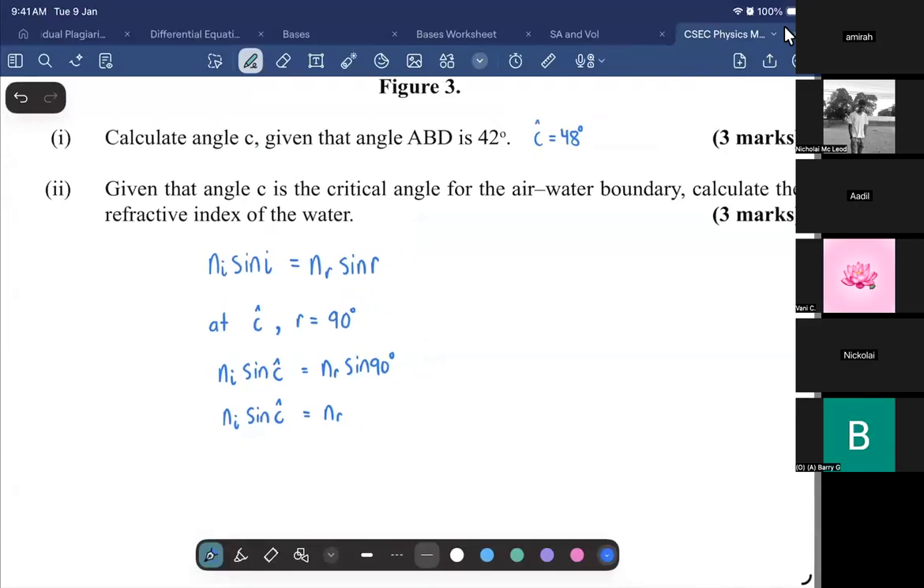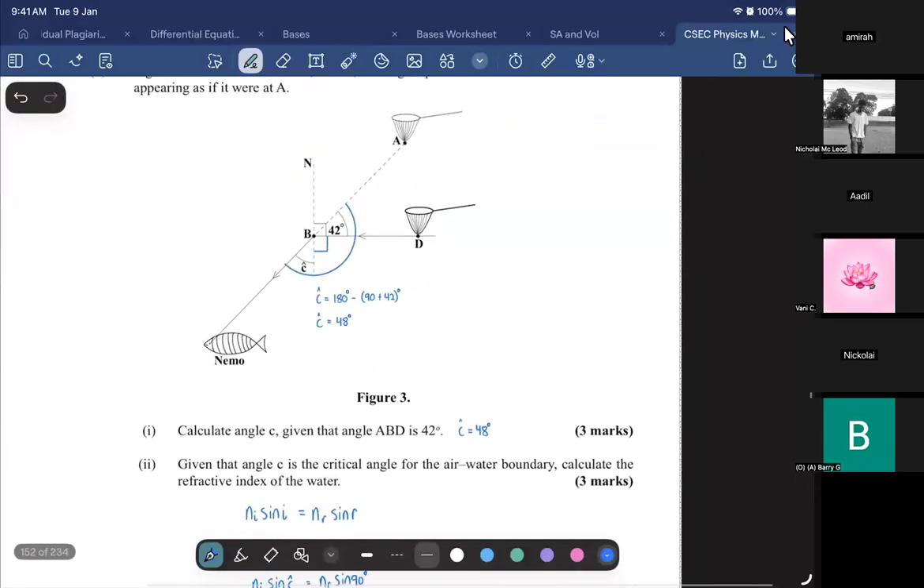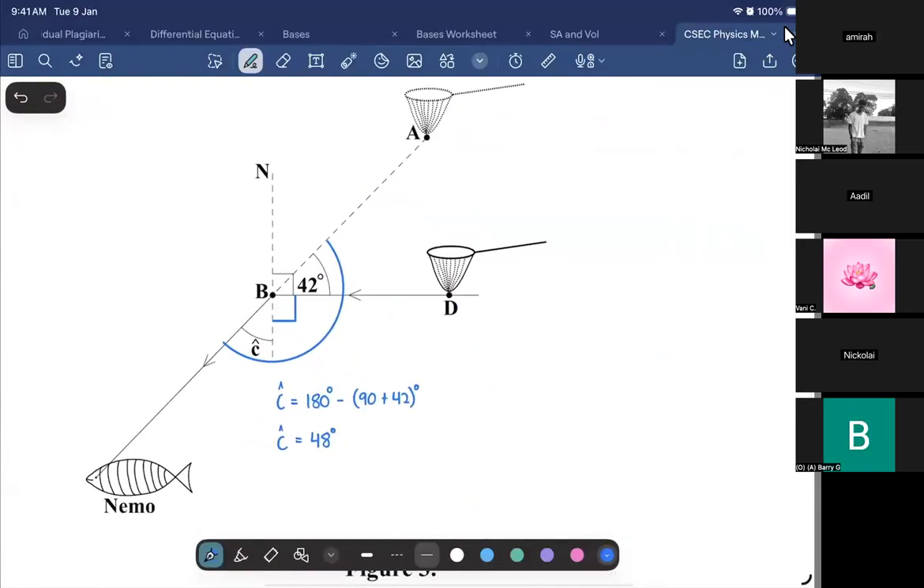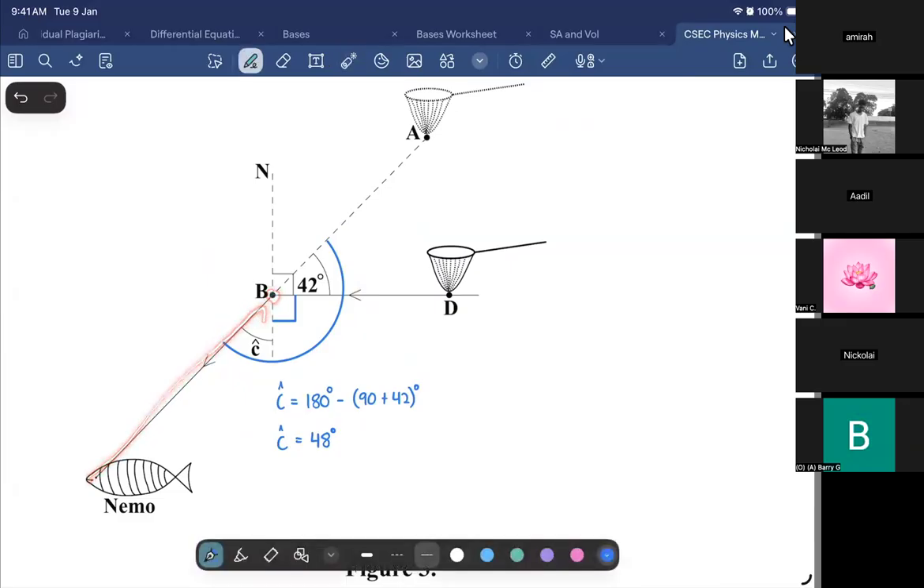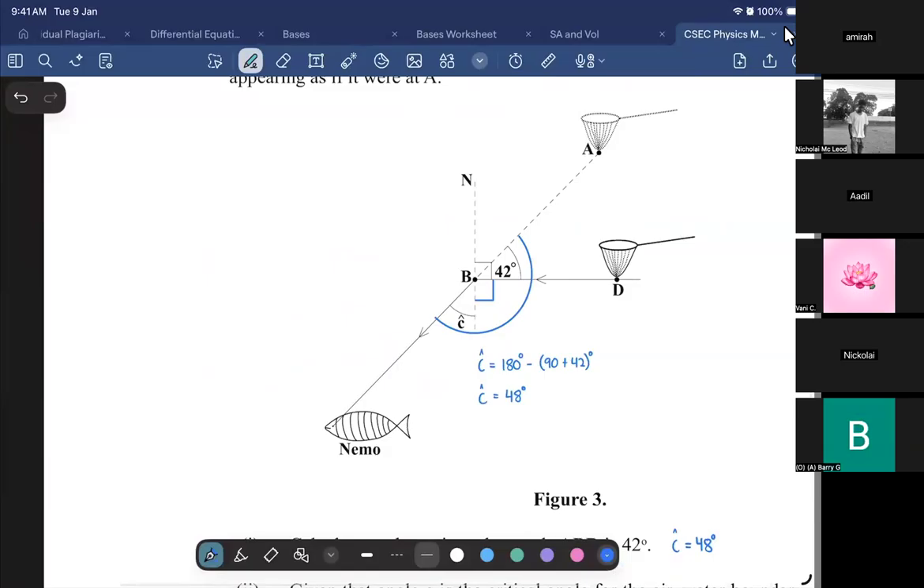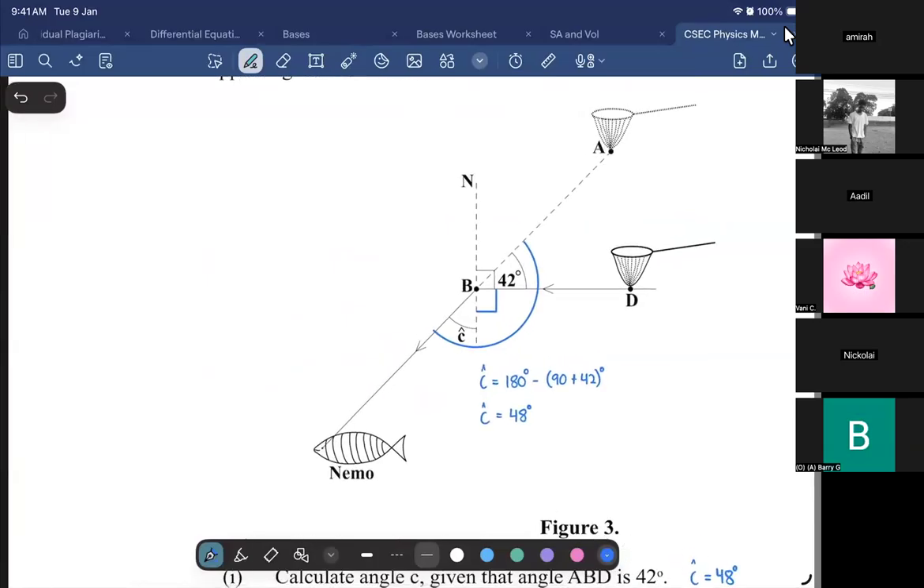Right. Like I said, this question is a little confusing because of the direction of the arrows. But if Nemo is looking at this point, then we could really treat it as the incident ray. Let me show you what I mean by that. So let me just draw this in quickly. And there's also a very simple formula you could use. N is equal to 1 over sine C, I believe. But I will show you this as well.